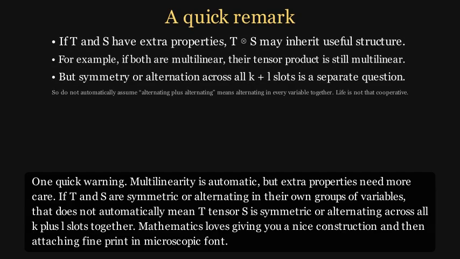One quick warning. Multilinearity is automatic, but extra properties need more care. If T and S are symmetric or alternating in their own groups of variables, that does not automatically mean T tensor S is symmetric or alternating across all k plus L slots. Together, mathematics loves giving you a nice construction and then attaching fine print in microscopic font.